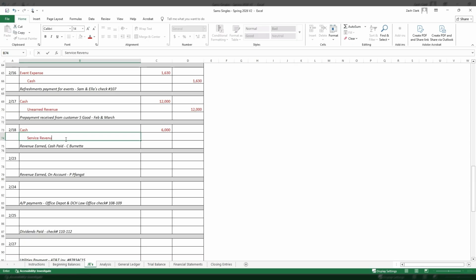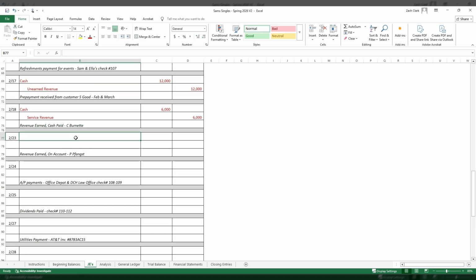And we use our service revenue account. So this is actually earned revenue, and we'll compare that to a prepayment where we have a liability of unearned revenue. So just a comparison there.